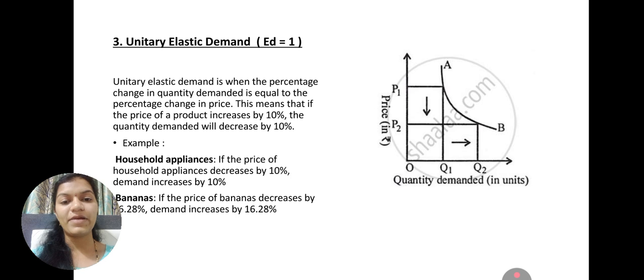Unitary elastic demand equals 1. Unitary elastic demand is when the percentage change in quantity demanded is equal to the percentage change in price. This means that if the price of a product increases by 10%, the quantity demanded will decrease by 10%. For example, household appliances: if the price decreases by 10%, demand increases by 10%.